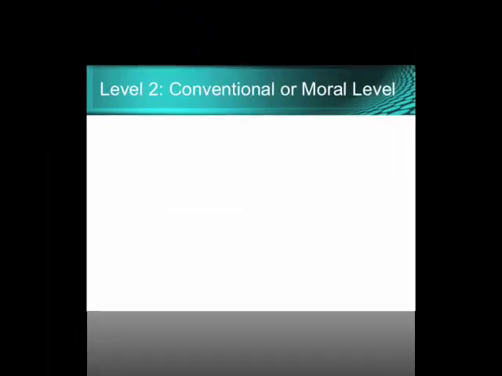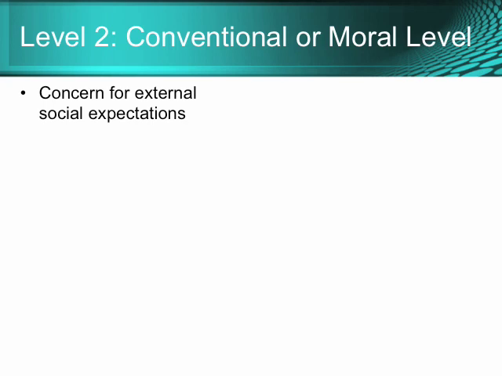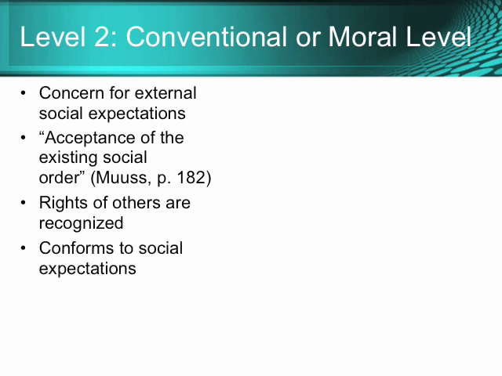The next level is conventional or the moral level. And here there's a concern for external social expectations. And so acceptance of the existing social order, or rules and norms, are becoming more important. And they recognize that others have rights and they conform to social expectations.